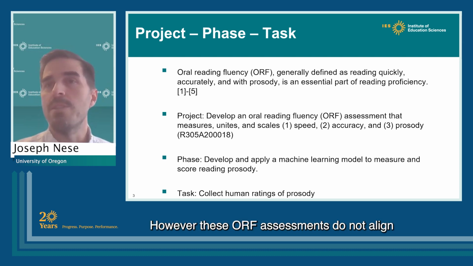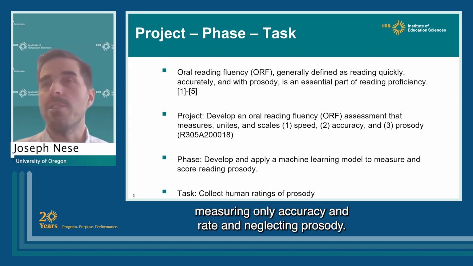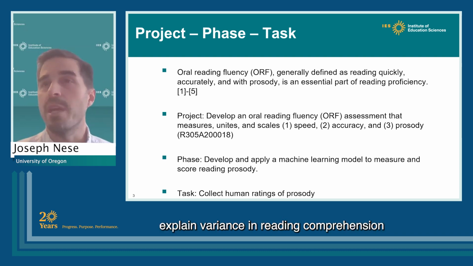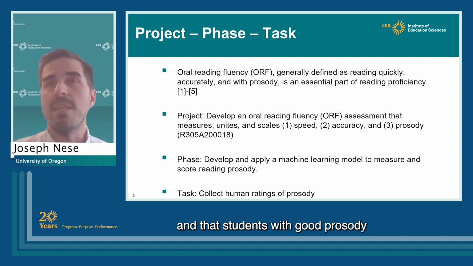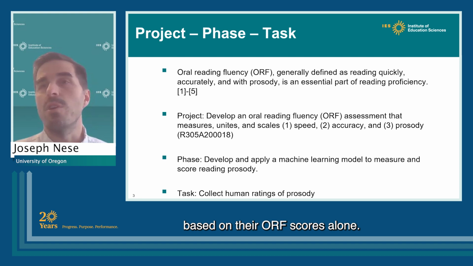However, these ORF assessments do not align with the theoretical definition of fluency, measuring only accuracy and rate, and neglecting prosody. Research has shown that measures of prosody explain variance in reading comprehension beyond measures of rate and accuracy, and that students with good prosody have better comprehension than might be expressed based on their ORF scores alone.